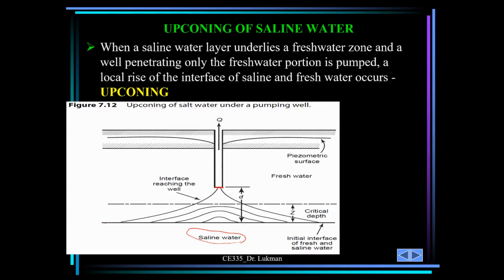And this is called the critical depth. That is the depth within which the interface can rise, because we don't want this interface to rise up to the level of the well. This is the level of the well. So we don't want this interface to rise to this level, because if it does, it means we are going to be pumping out saline water. So we don't want that to happen. And this is the piezometric surface, so the water table.